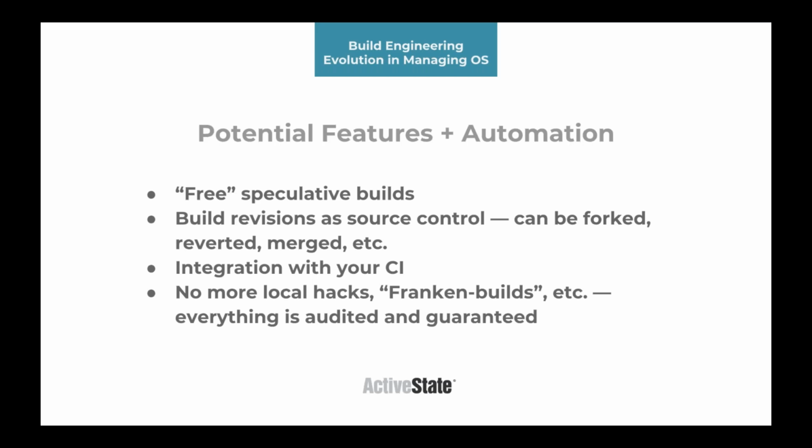If we have an automated system, we can start to think about build revisions more like source control. We can fork them, revert them, merge them, branch them, all that kind of thing. We can integrate more tightly with CI from the very beginning.